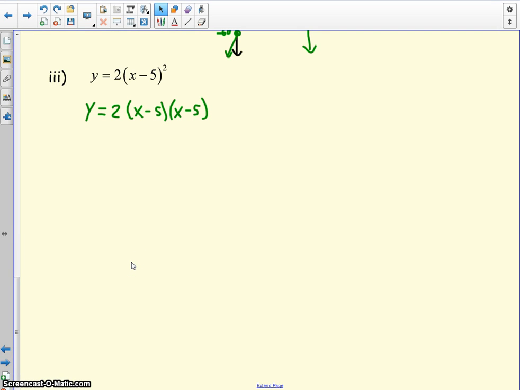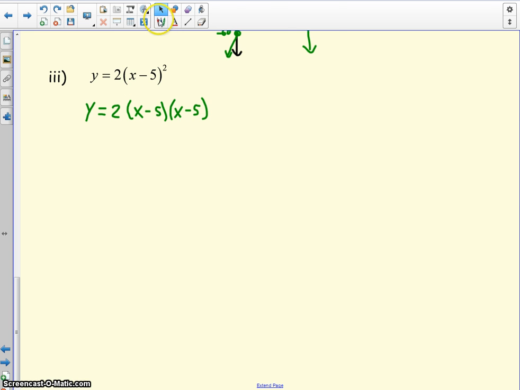Okay, welcome back. So let's just continue on with the last one here. Now, this one looks a little bit different in that you have x minus 5 all squared. You don't have two distinct factors or brackets written out right now. So what I am going to do, just recognize when you have something that's all squared, it's really just multiplied by itself. So I have 2 bracket x minus 5 bracket x minus 5.